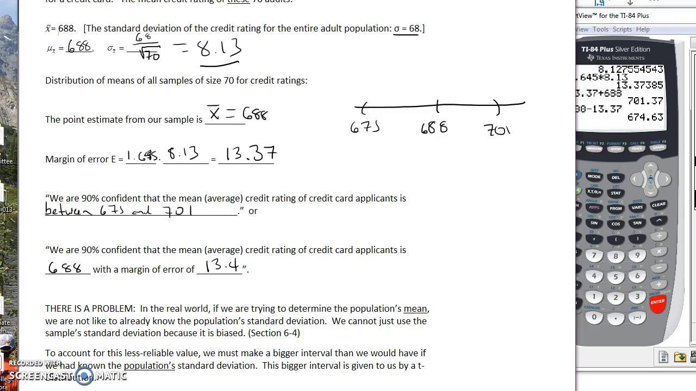In the next video, we're going to talk about what if you don't have sigma? What if we don't know the population standard deviation? We're going to talk a little bit more about the t-distribution and work out a few problems that way.